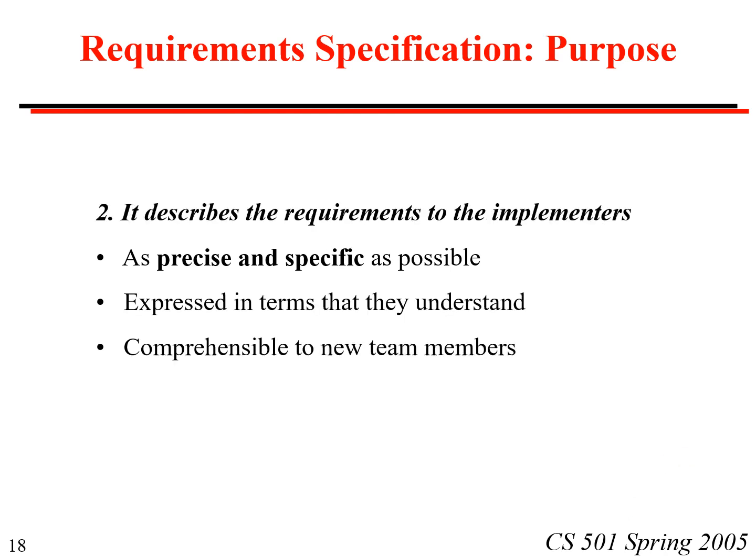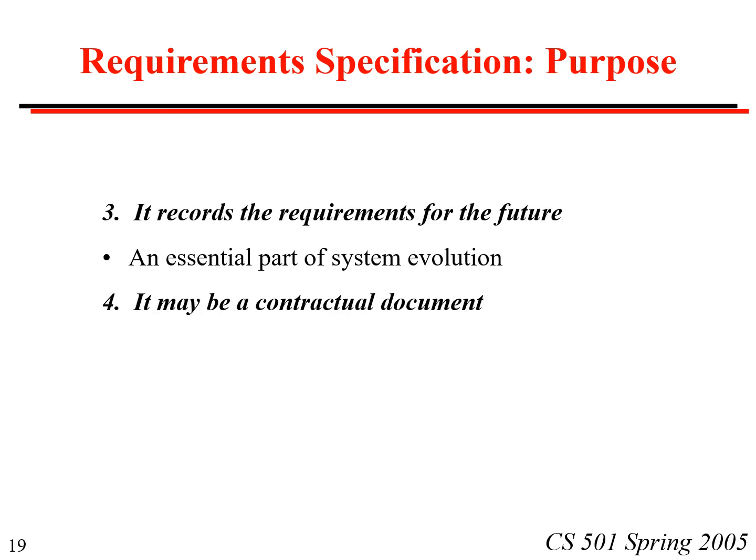It describes the requirements to the implementers, as precise and specific as possible. These things we have already covered. Because if documentation is good and diagrams are correctly given, then it is easy for the developers to implement the system based on that documentation. It records the requirements for the future, because documentation is one kind of record keeping, logging of the detailing of the system. Fine. So a digital copy, even if we do not have a hard copy or it is misplaced, will always be there with you, maybe on cloud or other storage media.